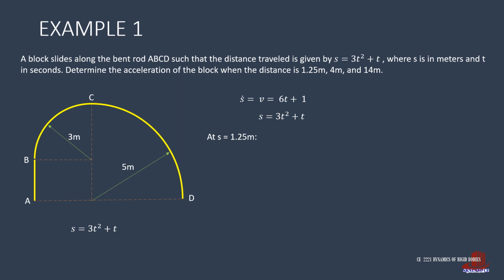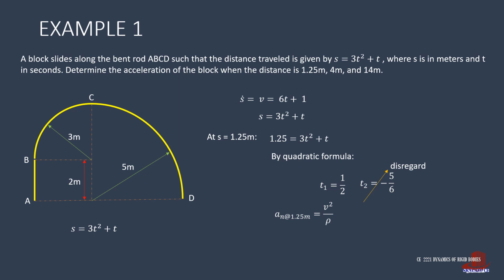With distance of 1.25 plugged as s in the equation, use the quadratic formula to determine t, which would come out as 1/2 and negative 5/6. Since these are values for time, there would be no negative time, thus the second value is disregarded. The next parameter we should compute is the radius of curvature, ρ. From the illustration, the distance of 1.25 meters is located between stations A and B, which is a straight line, and the radius of curvature on a straight line is taken as infinity.